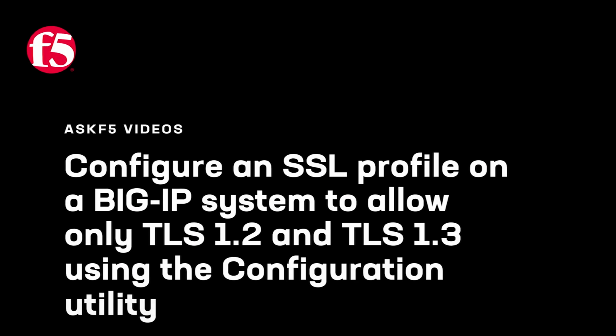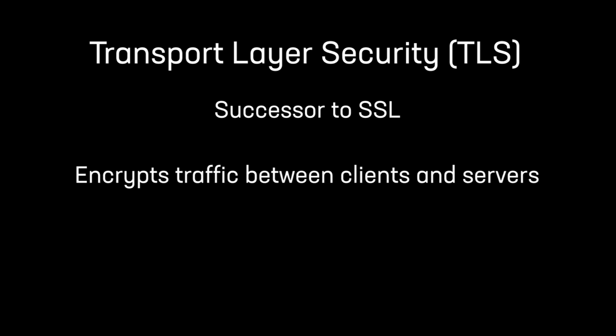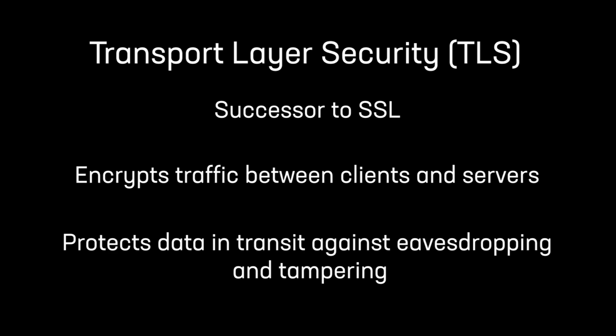Hi, today Ask F5 shows you how to configure an SSL profile on a BIG-IP system to allow only TLS 1.2 and TLS 1.3 using the configuration utility. Transport Layer Security, or TLS, is the successor to Secure Sockets Layer, or SSL. It's a protocol that encrypts traffic between clients and servers. TLS helps protect data in transit against eavesdropping and tampering.